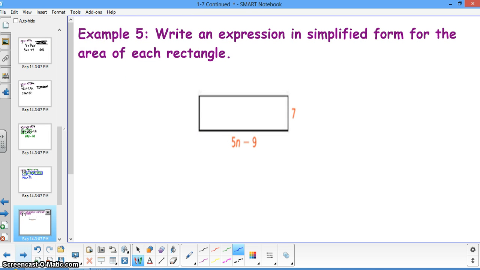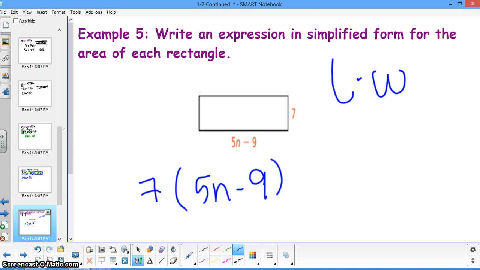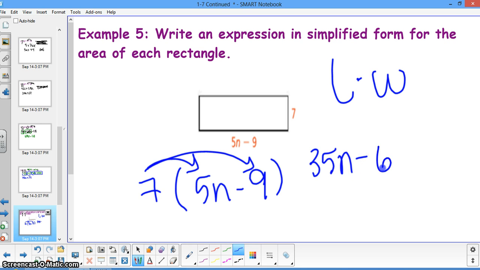What about this example, our last one? We have to write an expression in simplified form for the area of each rectangle. Well, we already know, because we've discussed it before, how to find the area of a rectangle. Length times width. So 7 times 5n minus 9. Oh, look what I see. I see a parentheses that I cannot solve, so I am going to distribute and get 35n minus 63. And that would give us the area of this rectangle.